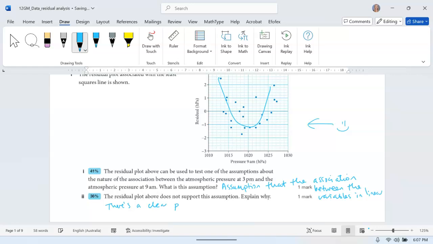Clear pattern. Or you could say the data points or the dots aren't randomly scattered, or I should say the residual values aren't randomly scattered.